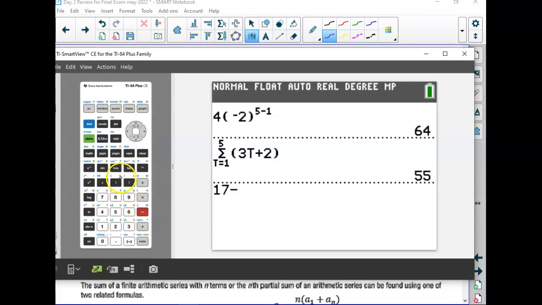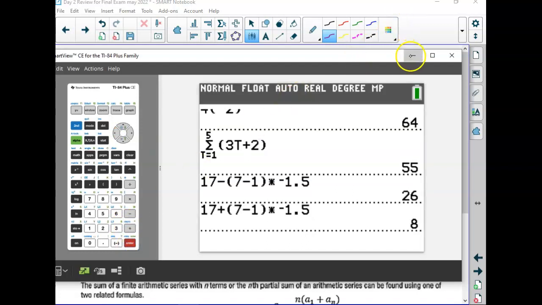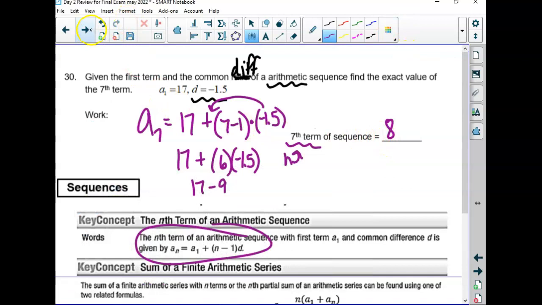17 minus, was it, help me guys, I forgot already. 7 minus 1 times, what was the R? Thank you. What did I do? Oh, it was supposed to be plus. I'm like, either I did it wrong in my head or this was plus, right? Okay. I got 8, same as I did when I did it in my head correctly.